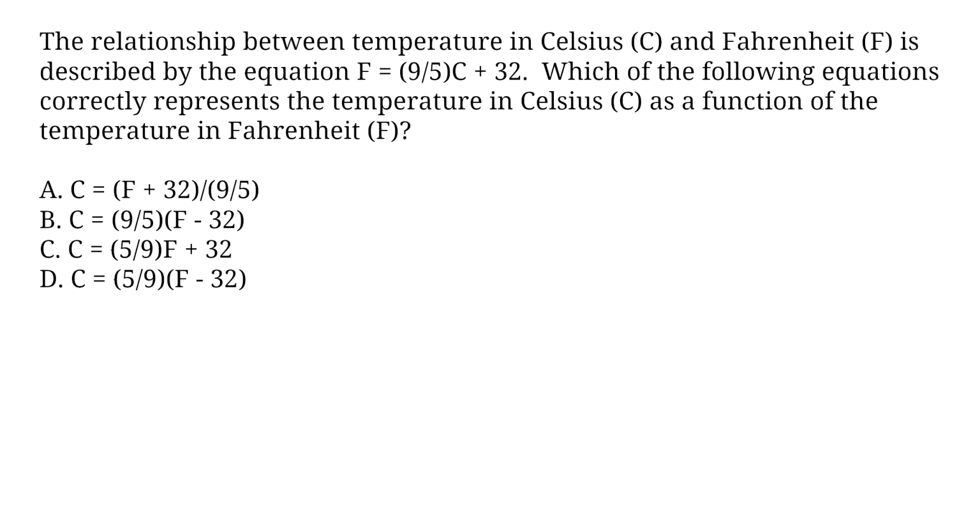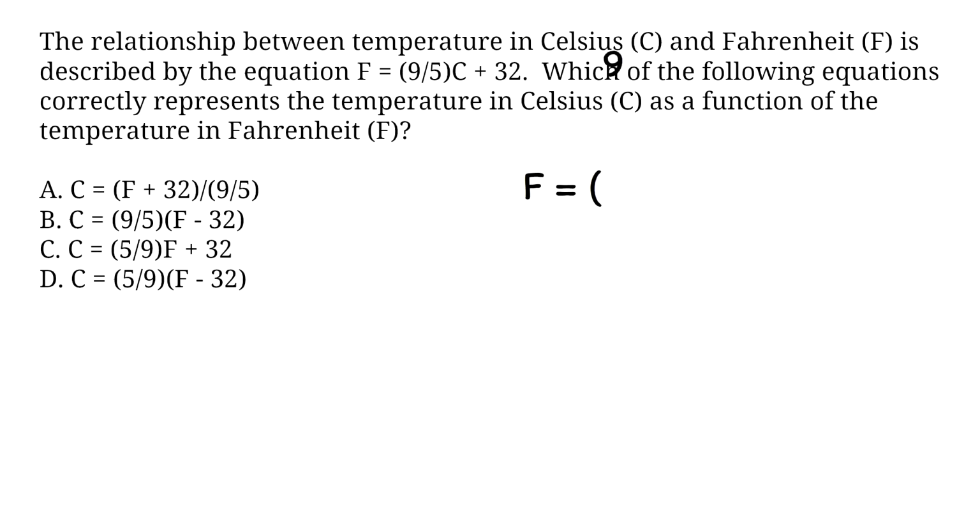The relationship between temperature in Celsius, C, and Fahrenheit, F, is described by the equation F equals 9/5C plus 32. Which of the following equations correctly represents the temperature in Celsius, C, as a function of the temperature in Fahrenheit, F? This question is just asking us to solve for C. This is the same thing as transpose of formula or change of subject.